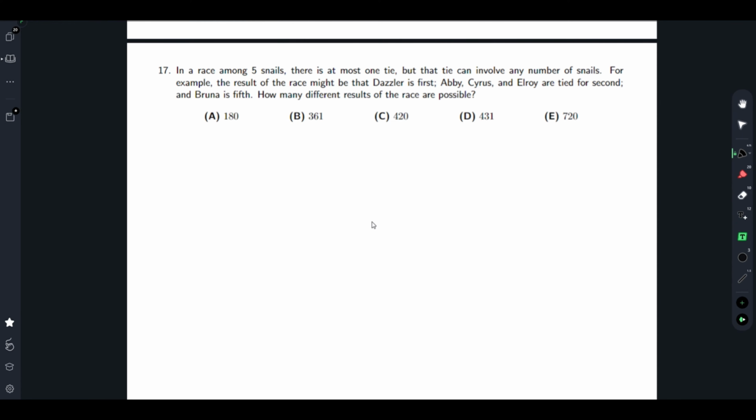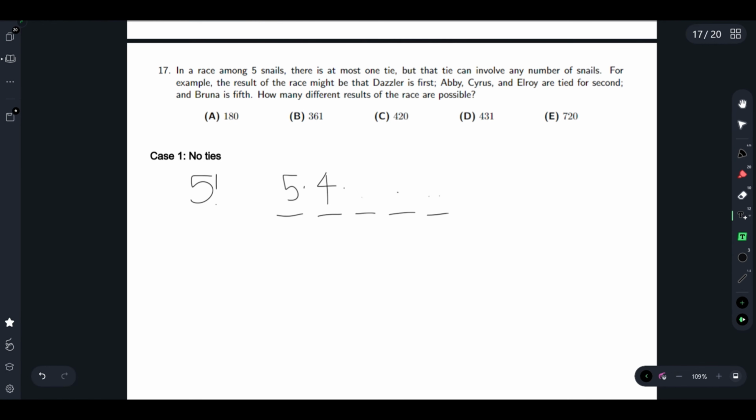Okay, so we do case 1. Case 1, no ties. If there's no ties, then there's 5 factorial, because there's 5 people to choose for every spot. For first place, there's 5 choices. For second place, there's 4 people to choose from, and so on.